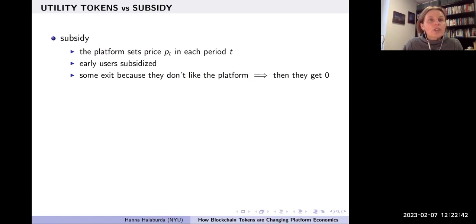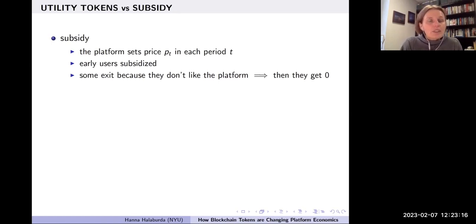So some of those early users, and actually any user, when they join a platform, they may not be fully aware of how much they will like the platform, not until they try it. And especially when it comes to a new platform. So they come to a platform, they were subsidized, so they tried it, but they decided that they don't like it and they leave the platform. If they leave the platform under subsidy, they get zero. They basically get their outside option zero, and they go on to other things without this platform.